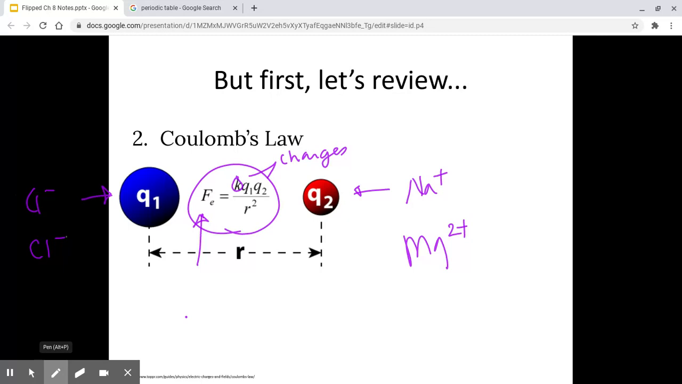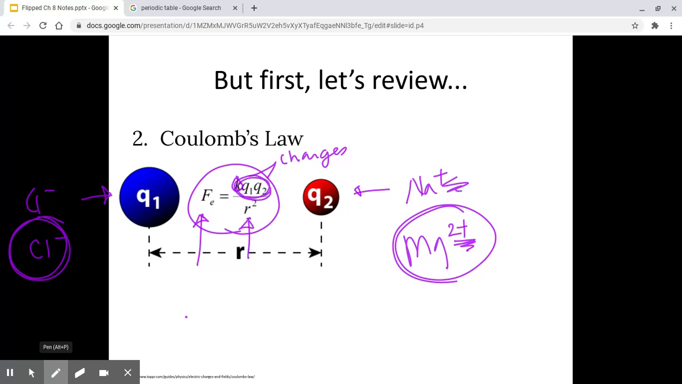And you should be able to tell me that it's magnesium, because this 2+ is going to form a stronger energy of attraction between them than the 1+ would. That's what the Q's on top are going to represent. And then the R on bottom, you may remember, is going to be distance. Distance between them, or the radius of like a perfect circle between them.